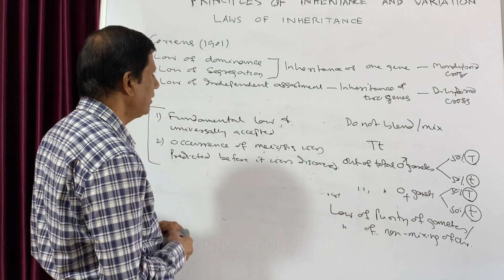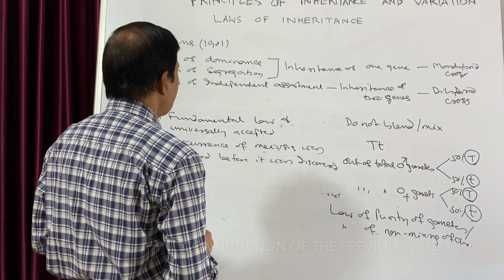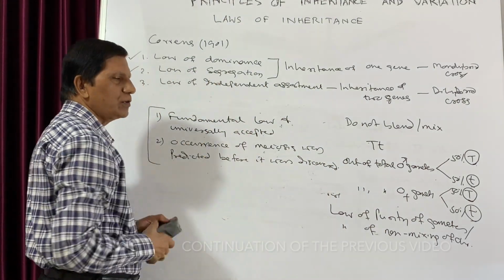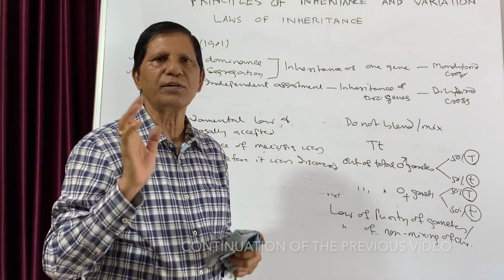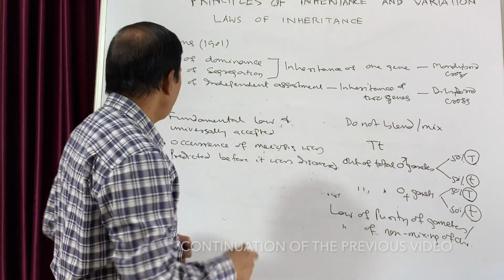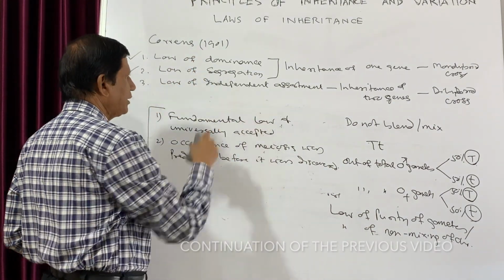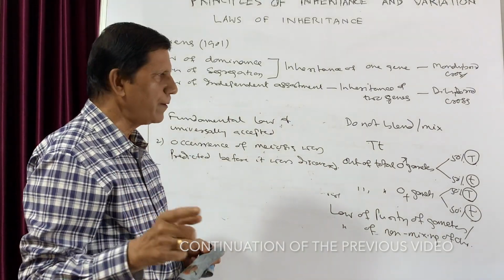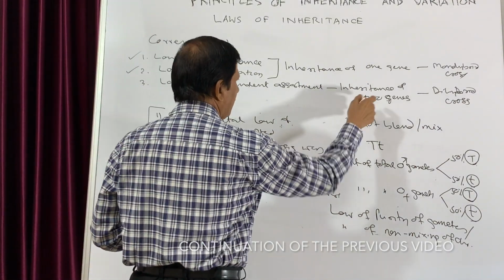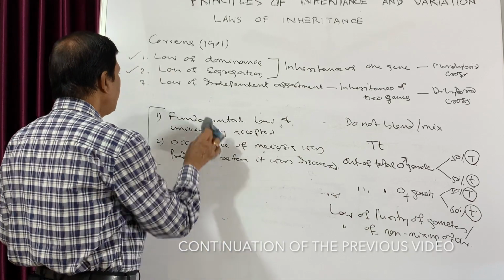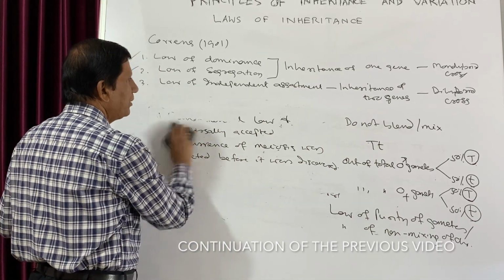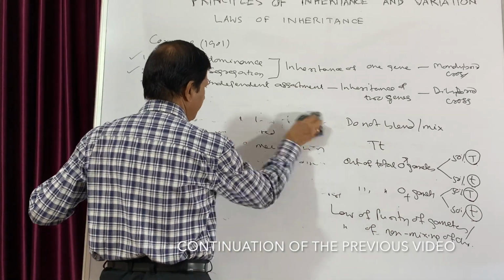Independent assortment, and again this law of segregation is also known as the first law of genetics. Now when we discuss the law of independent assortment, it is also known as the second law, and it is based on inheritance of two genes, and it is derived from the dihybrid cross.